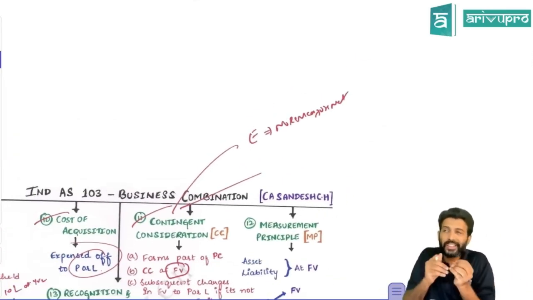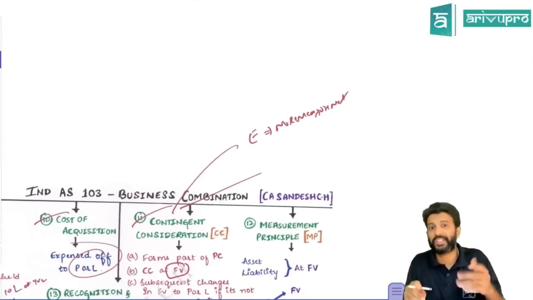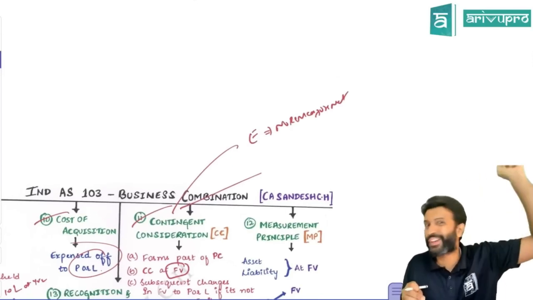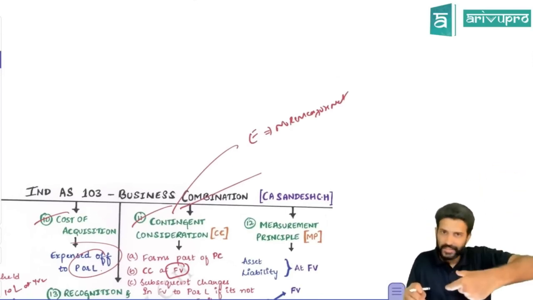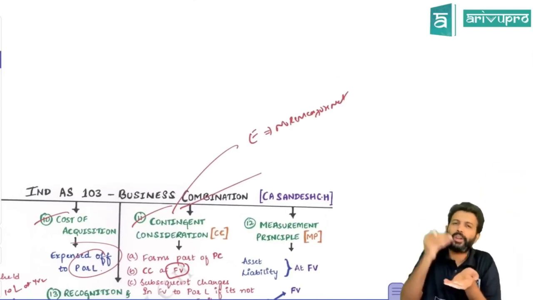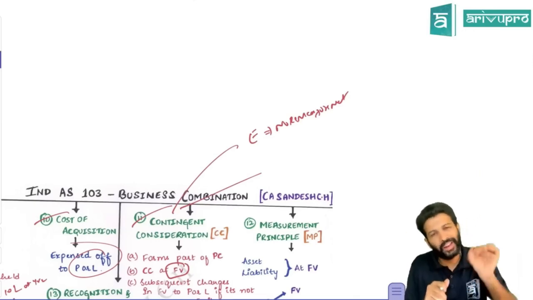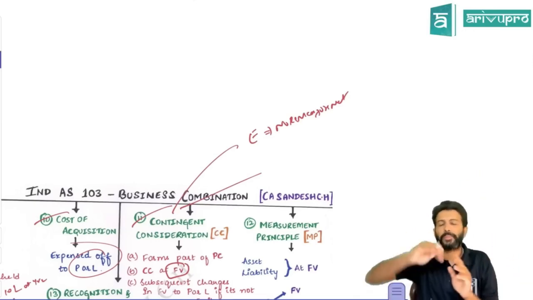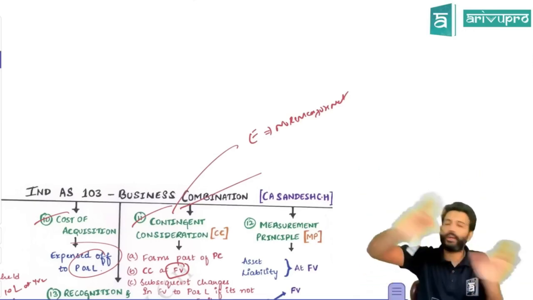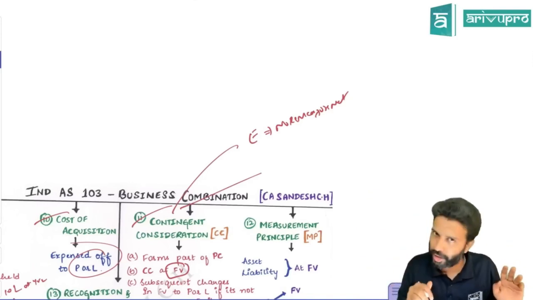So if contingent consideration is given in the form of equity shares, and if that equity share satisfies the fixed to fixed test that we have studied, then you classify this as equity. So initially, only on the date of control, find out its fair value and record it at that fair value. Subsequently, whatever changes happen to that fair value are ignored because equity has no remeasurement concept.